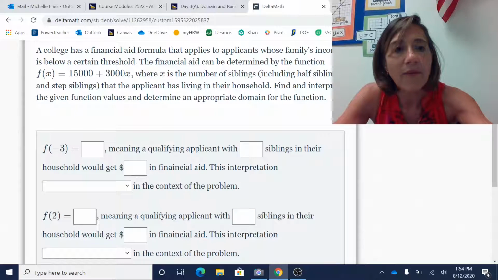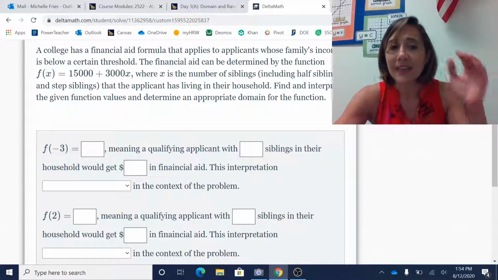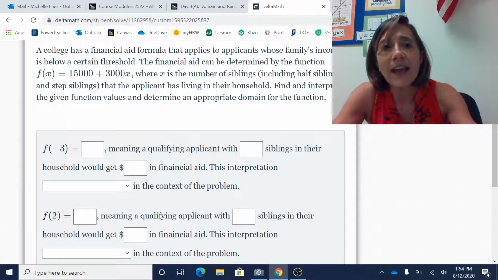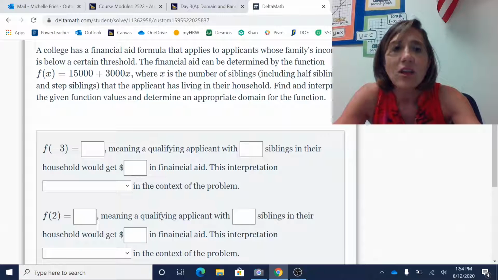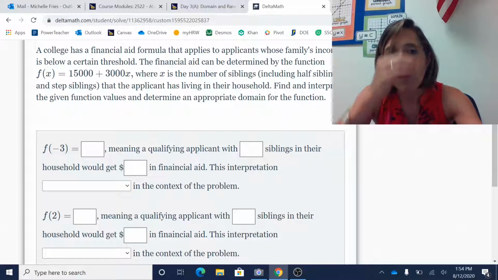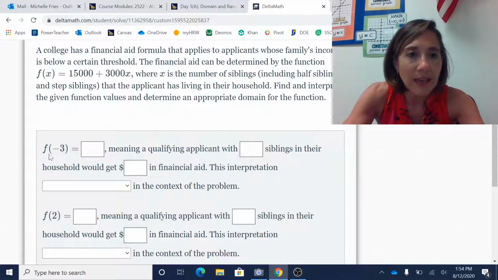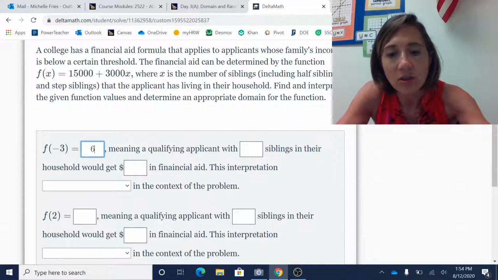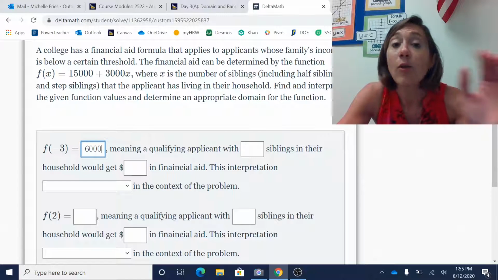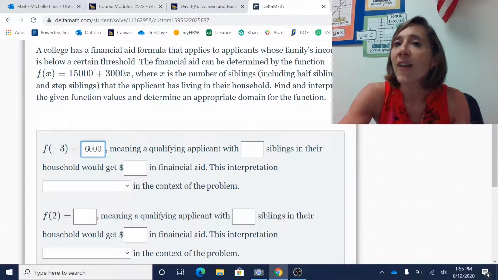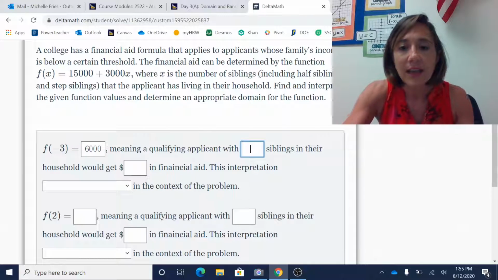So let's see what this asks. It says f of -3, so let's take a -3 and plug it in for the x value. 3,000 times -3 would be -9,000. Add that to the 15,000 and I would be at 6,000. So in this first blank here, I'm going to type in $6,000, meaning that a qualifying applicant with how many siblings? Okay, x is the number of siblings. What value did I just plug in there for x?